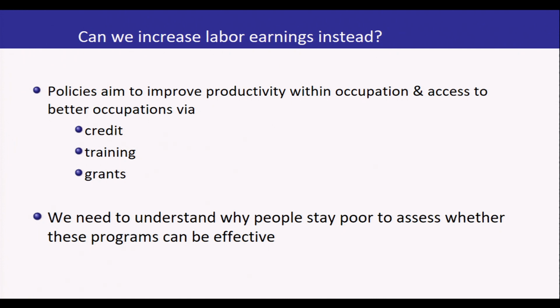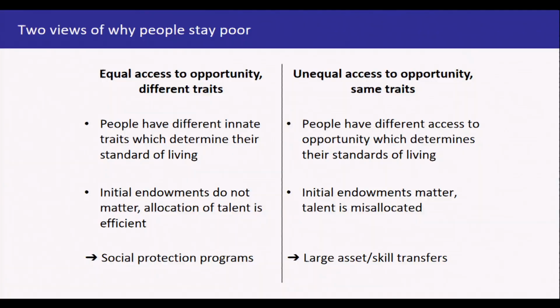Now, unfortunately, there is not a website that codifies how much is spent on all these policies. But many people here have worked to figure out whether these are effective or not. And the bottom line as to whether these are effective or whether we should concentrate on social protection policies depends fundamentally on the reason why people stay poor. And this is what I'm going to try and do today. I'm going to try and distinguish between two views of poverty.